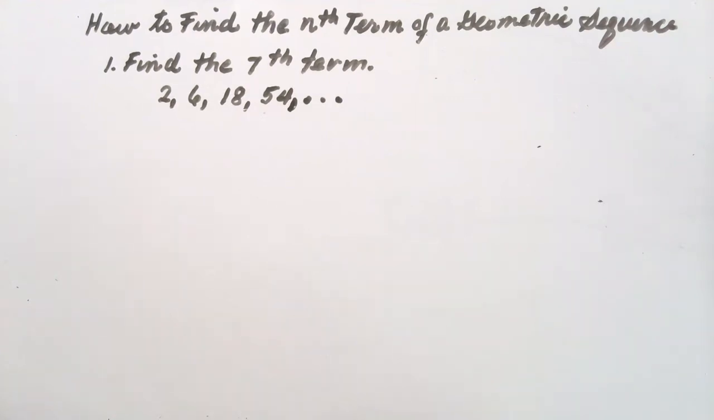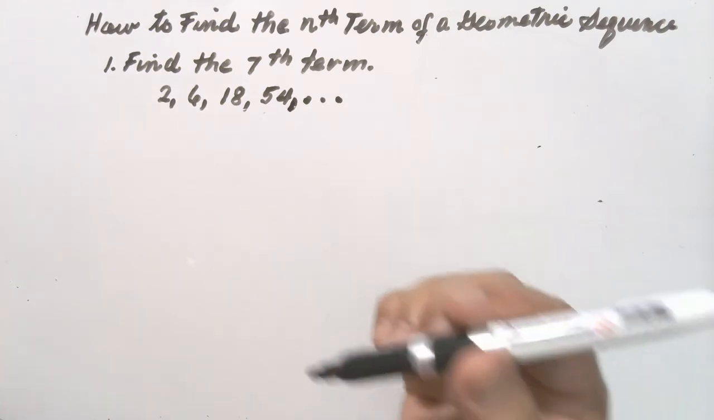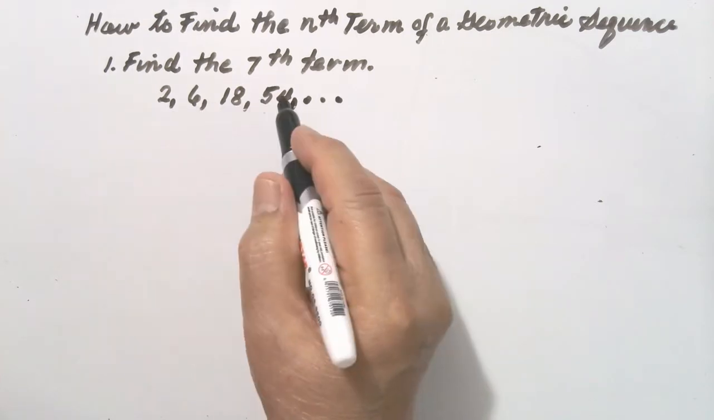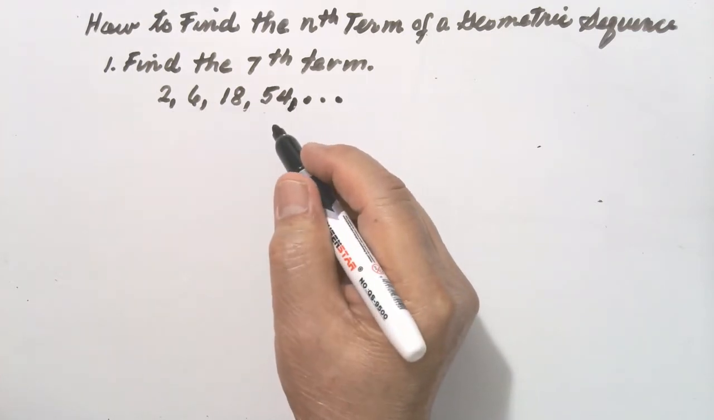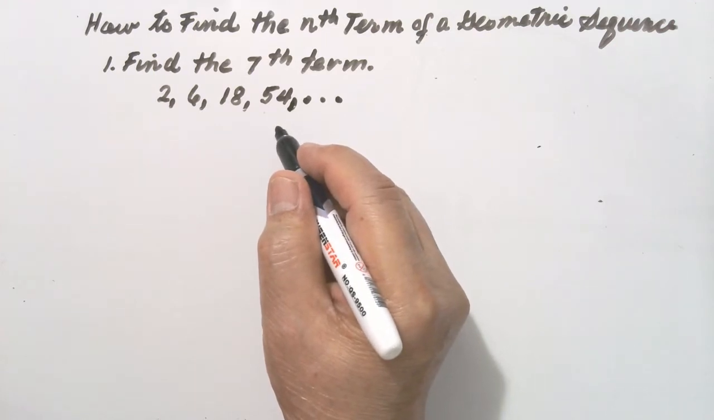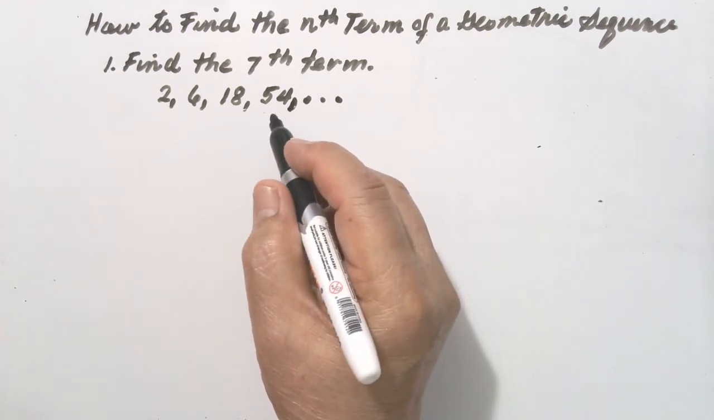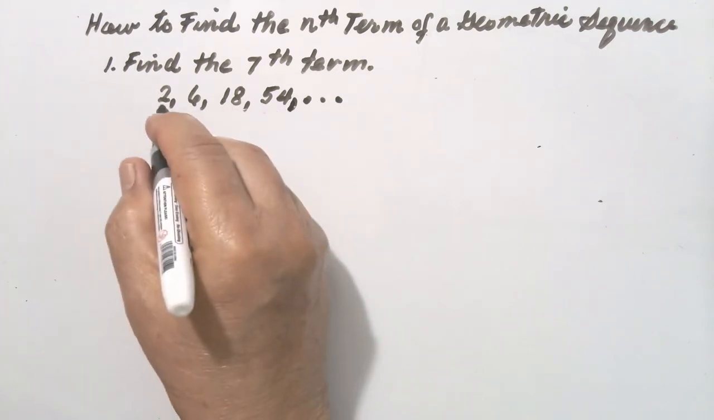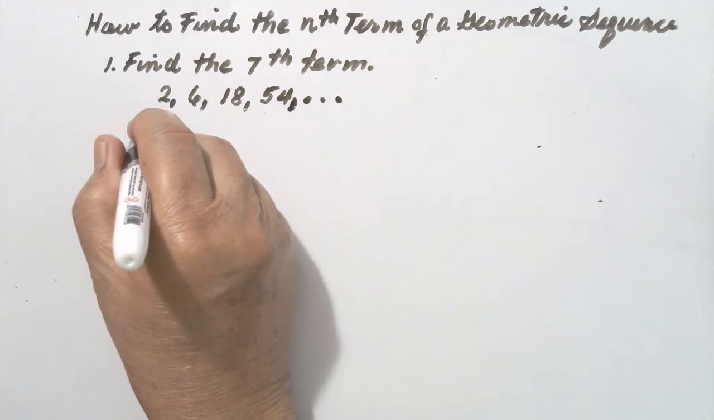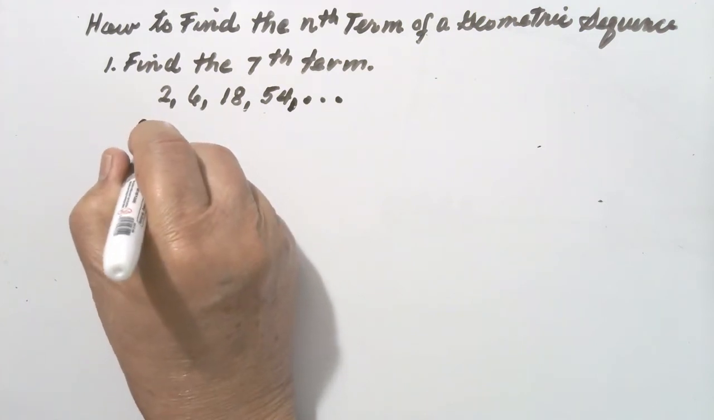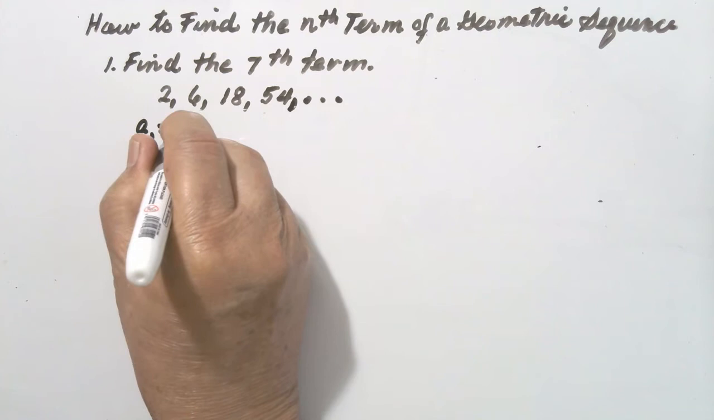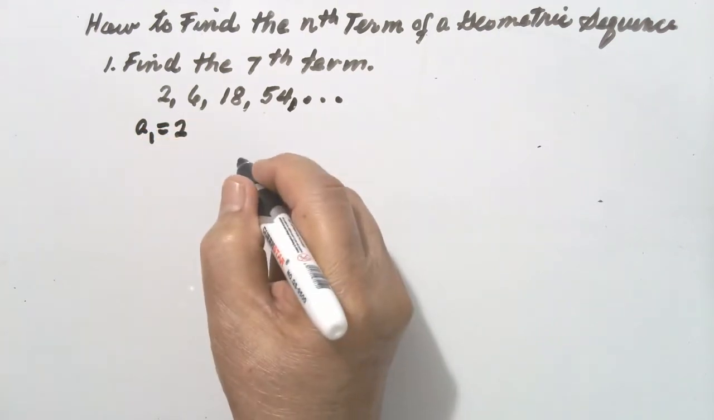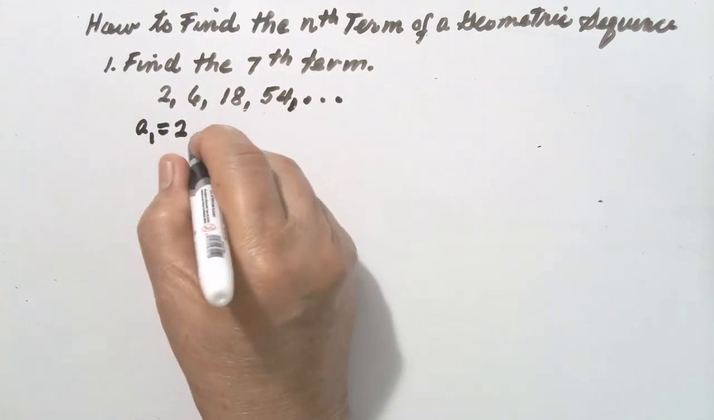Our topic for today is how to find the nth term of a geometric sequence. Let's do number 1. Find the 7th term. The first thing to do is to determine the first term. The first term in this geometric sequence is 2. So, a sub 1 is equal to 2. A sub 1 represents the first term.